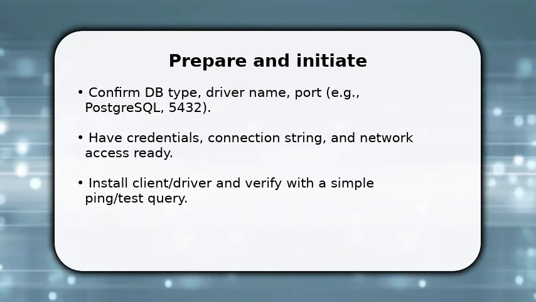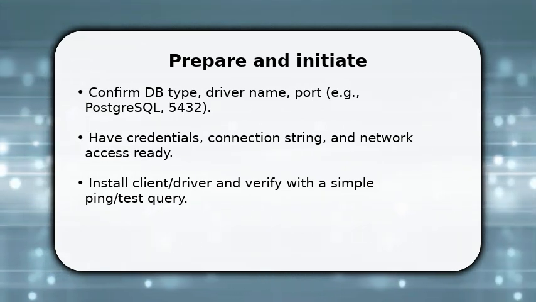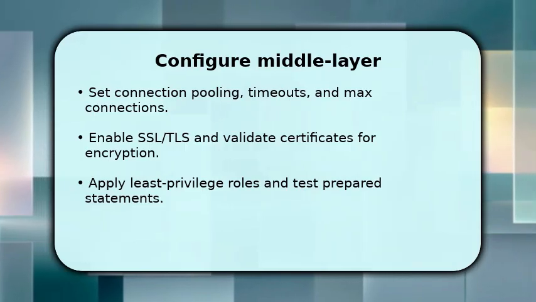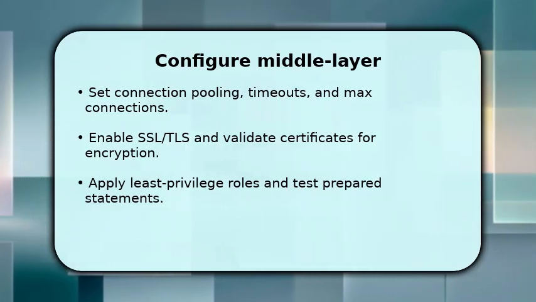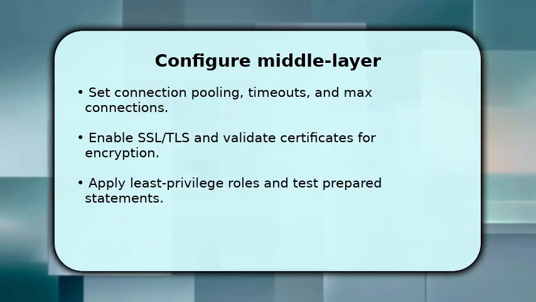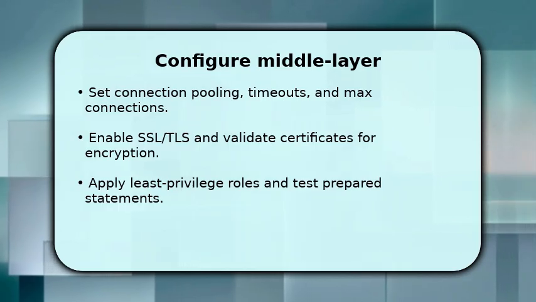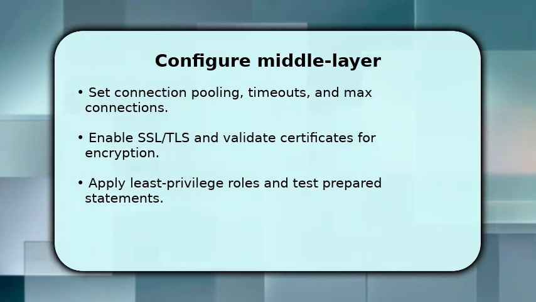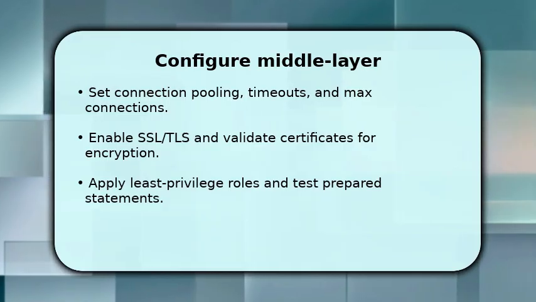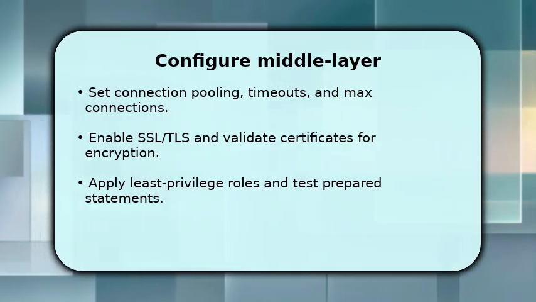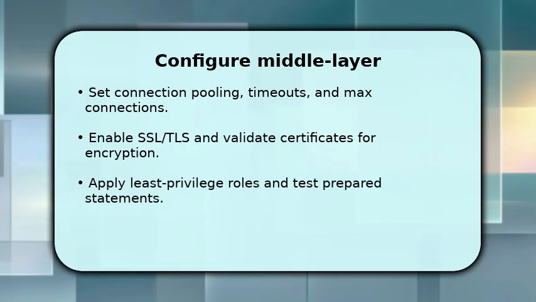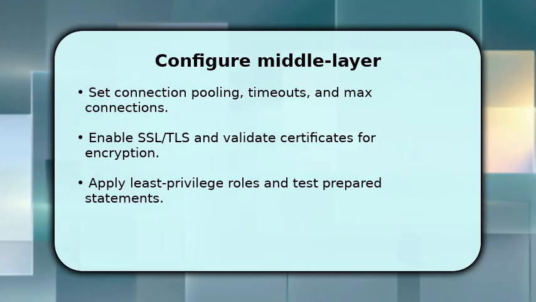You now configure the middle layer to be reliable and secure. Tune connection pooling and timeouts so your app neither saturates the DB nor waits indefinitely. Enable SSL or TLS and validate certificates to protect data in transit, because encryption avoids eavesdropping on credentials. Apply least privilege roles and test prepared statements to prevent injection and reduce permission scope.